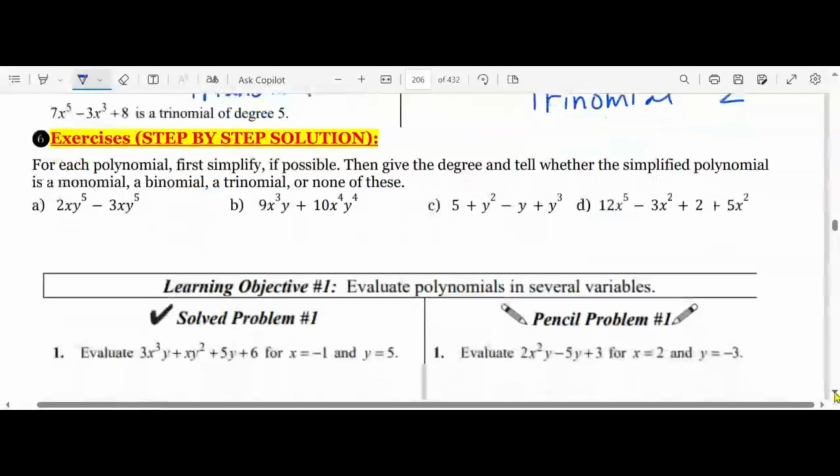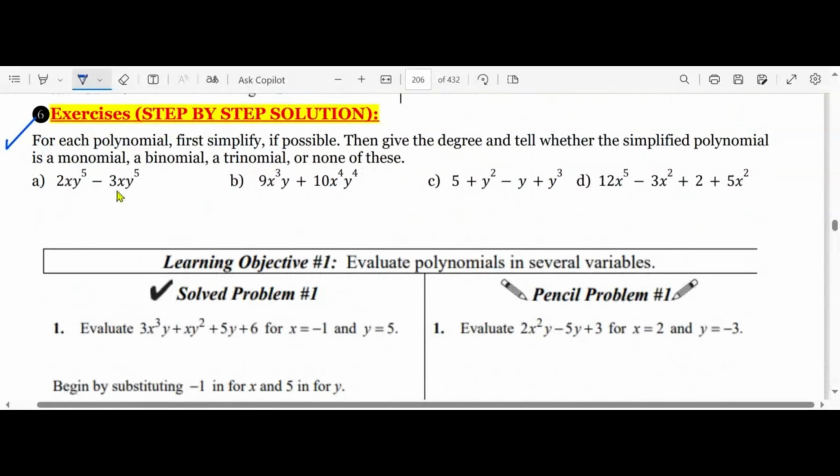Yalla, can you do it inside your booklet? This one? Classwork? Find the degree and decide whether it is a monomial, binomial, or trinomial. Yalla, do it inside your notebook.